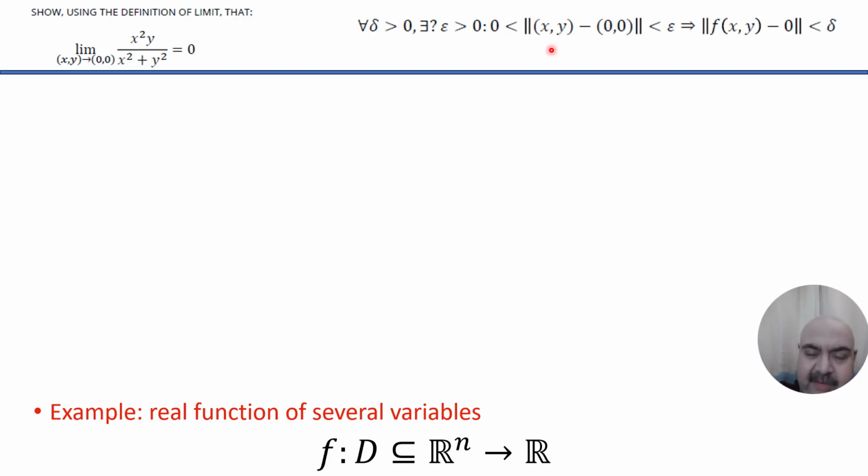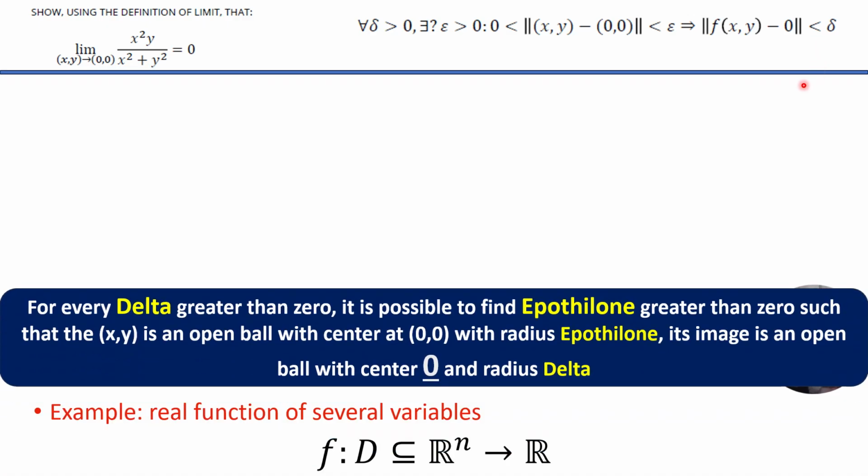That's the norm of (x, y) minus the origin. So it's like moving 0 beside the x and y. It's less than epsilon, which will lead to the image of the function minus the limit being less than delta. Once more, for every delta greater than 0, it is possible to find an epsilon greater than 0, such that (x, y) is in an open ball with center at the origin and radius epsilon, and its image is in an open ball with center 0 and radius equal to delta.